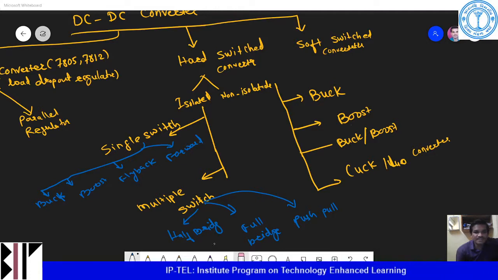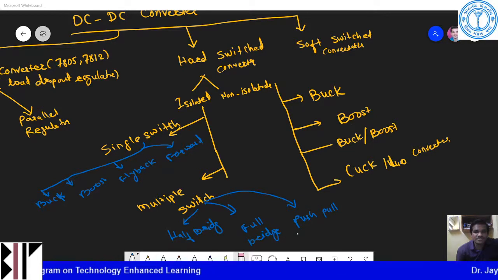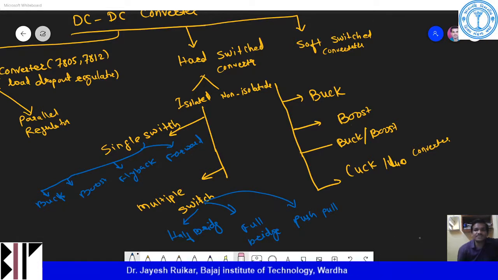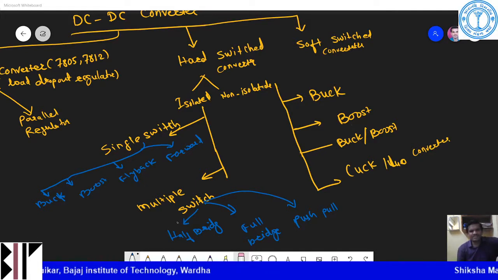Zero voltage switching. Also there is zero current switching. ZVS and ZCS, that is zero current switching. And then full bridge, and then phase shifted ZVT full bridge.